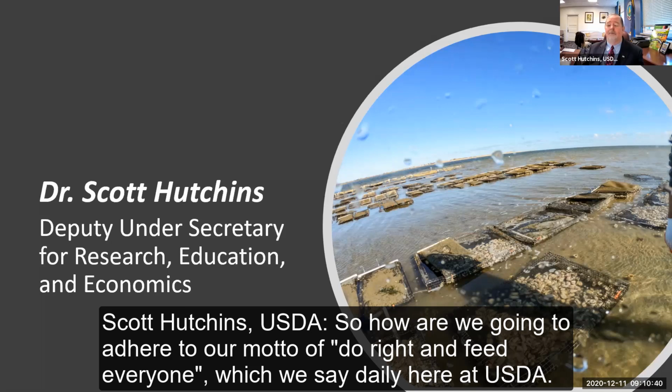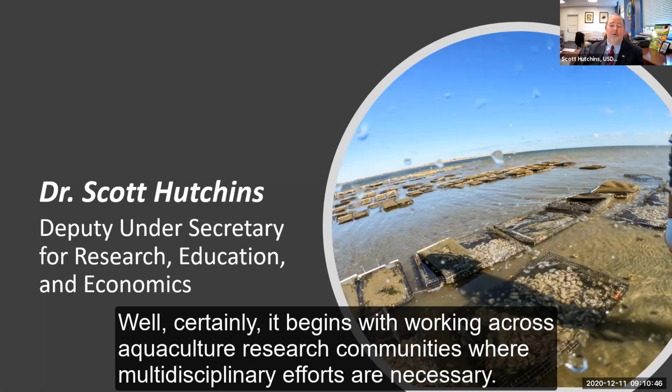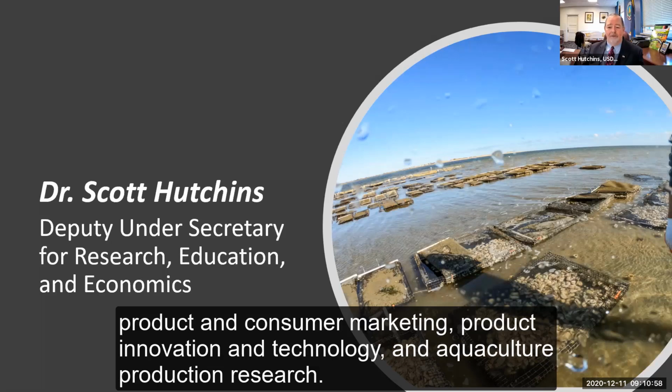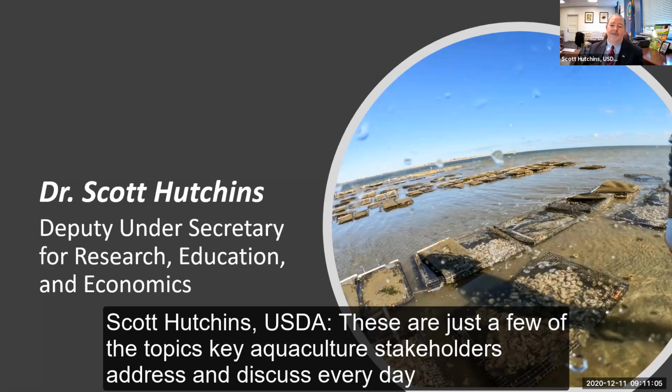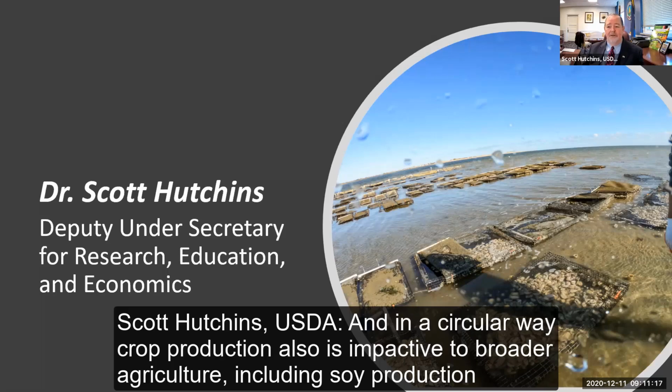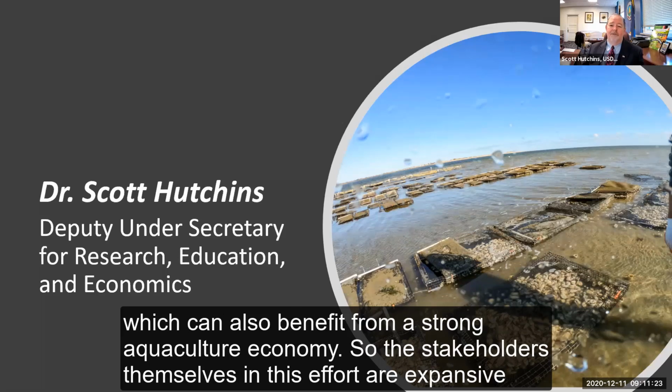So how are we going to adhere to our motto of do right and feed everyone, which we say daily here at USDA? Well, certainly it begins with working across aquaculture research communities where multidisciplinary efforts are necessary. Things such as environmental management, aquatic health, supporting aquaculture broadly, product and consumer marketing, product innovation and technology, and aquaculture production research. These are but just a few of the topics key aquaculture stakeholders address and discuss every day and did with us in a deep dive listening sessions that preceded today's meeting. And in a circular way, crop production also is impactive to broader agriculture, including soy production, which can also benefit from a strong aquaculture economy.